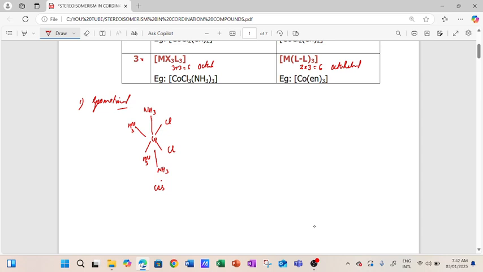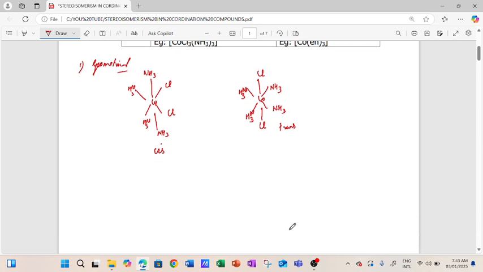Why? Because the identical chlorine atoms came on the same side. At the same time, we can keep chlorine on opposite sides, at the maximum distance, up and down. The remaining 4 positions are occupied by ammonia. If we do it this way, the identical ligands are on opposite sides, so this comes under the trans isomer. This is how we can draw the geometrical isomers of the first example.